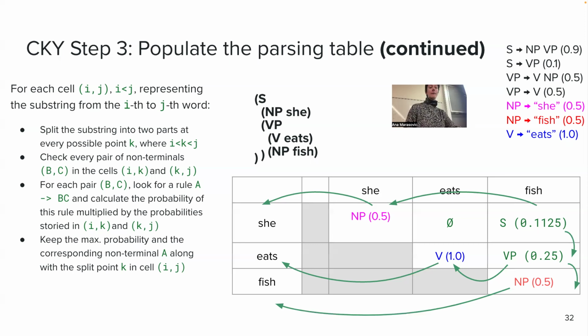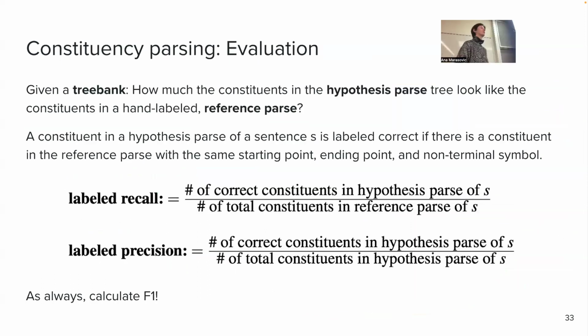Okay, so in the last 5 minutes, I also want to talk about how we evaluate these things. Similarly to when we had machine translation, you are using the trees you have to determine whether your tree is good. First of all, you need supervised data. You need data labeled with parse trees for evaluation, which is always the case in machine learning, right? So you have a treebank, and your evaluation basically answers how much the constituents in our hypothesis parse, which is the parse we created with our algorithm, look like the constituents in the hand-labeled reference parse, which is a parse that some human annotator or multiple of them had annotated.